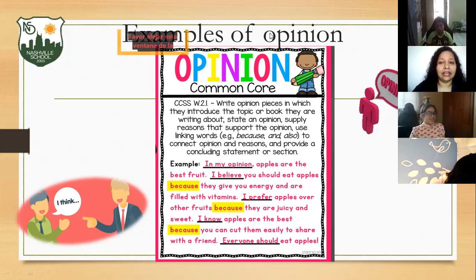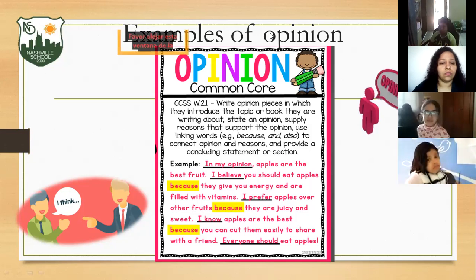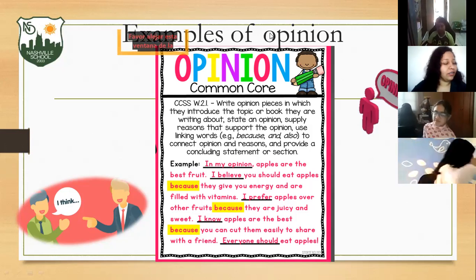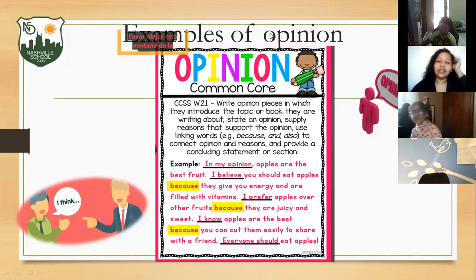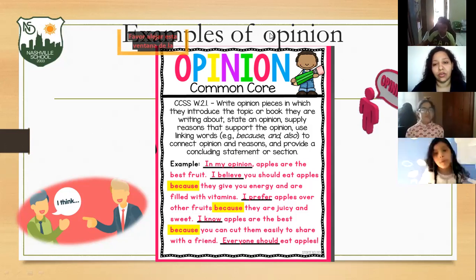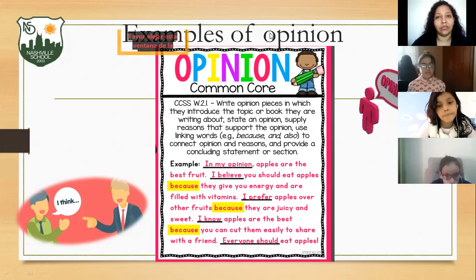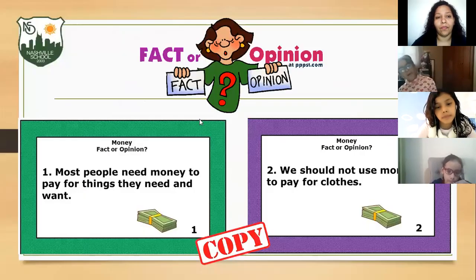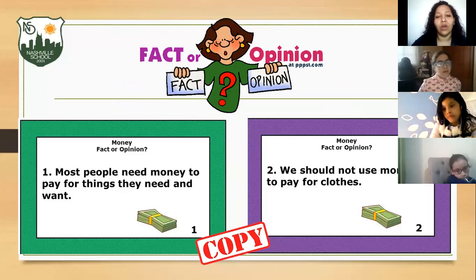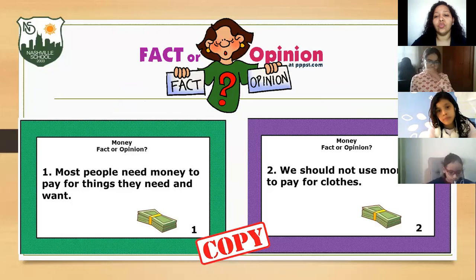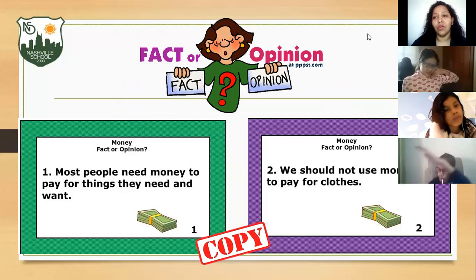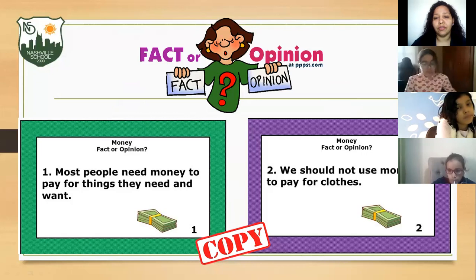Thank you guys. Okay, I know that we are out of time, but I need you to copy these two examples I'm going to show you right now. They say: number one, most people need money to pay for things that they need. And number two, we should not use money to pay for clothes. What do you think they are, fact or opinion?